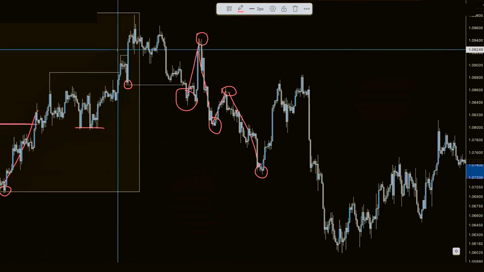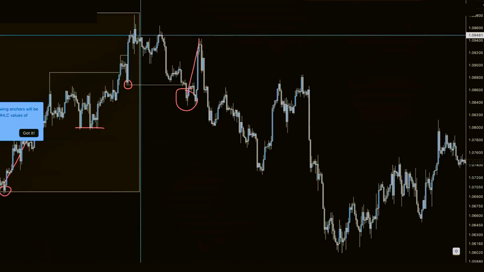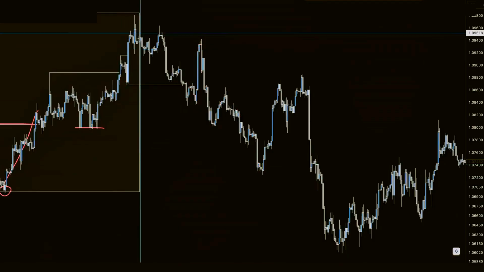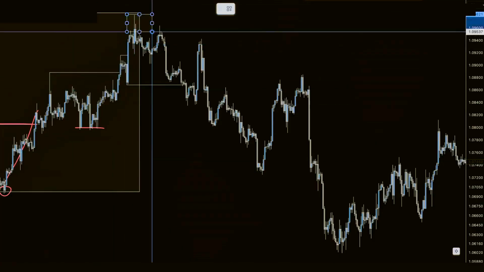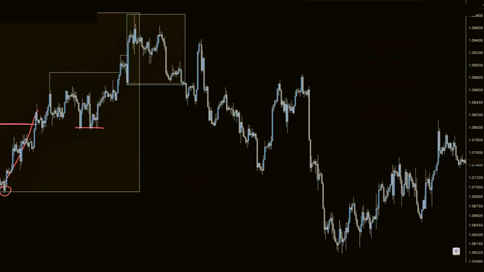Those are the two main types of market structure and also the three market phases if we include the sideways part in between. We have an uptrend followed by a sideways phase and then the beginning of a new downtrend.